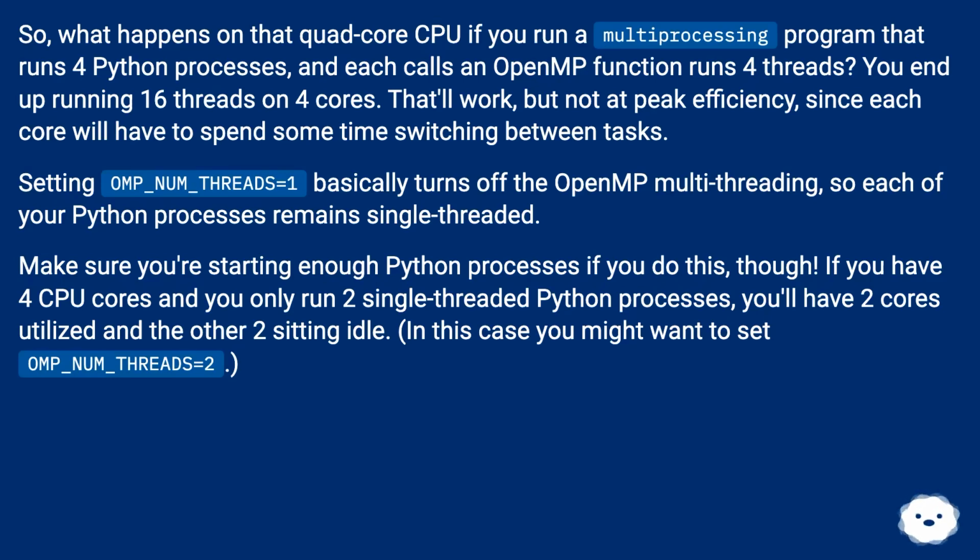Make sure you're starting enough Python processes if you do this, though. If you have 4 CPU cores and you only run 2 single-threaded Python processes, you'll have 2 cores utilized and the other 2 sitting idle. In this case, you might want to set OMP_NUM_THREADS=2.